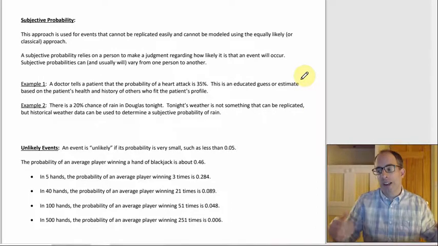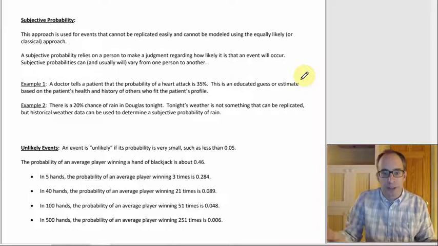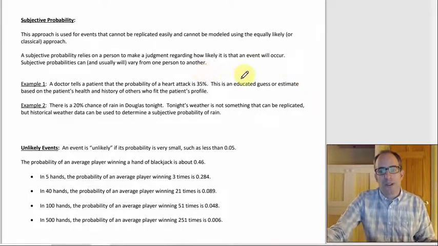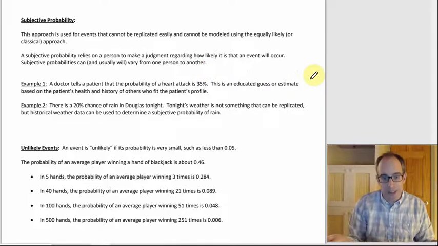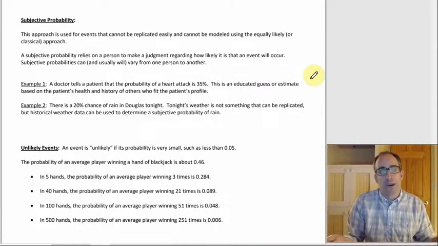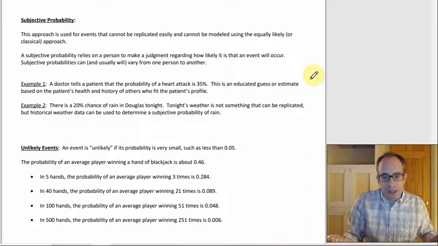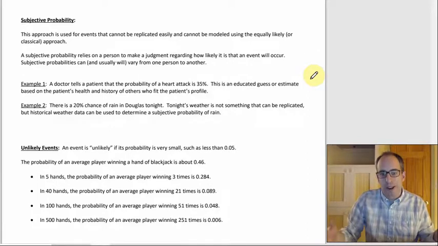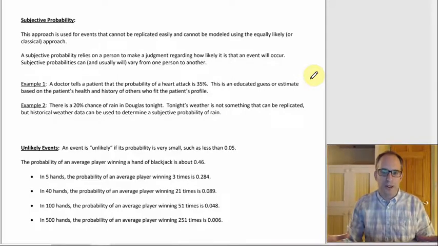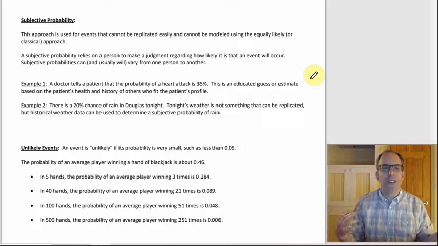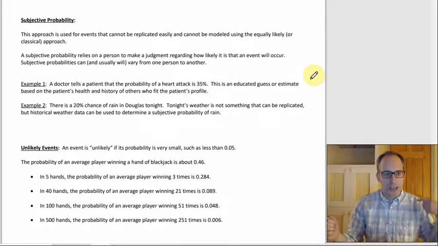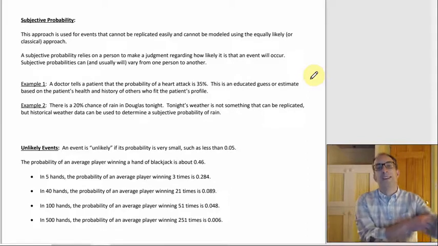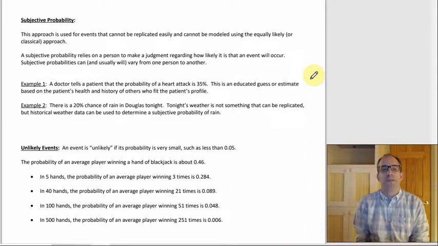with health, the chance of something happening like a heart attack. So if a doctor tells a patient the probability of a heart attack is 35%, what would that be based on? Well, their current health, their medical history, right? I mean, it's going to be things like that. It's going to be, okay, well, based on other people who had a similar profile, this is what I think your chance of having a heart attack is, right? Because you can't replicate that one person over and over and over again and see how often they have a heart attack, right? That's not a thing that's possible here.